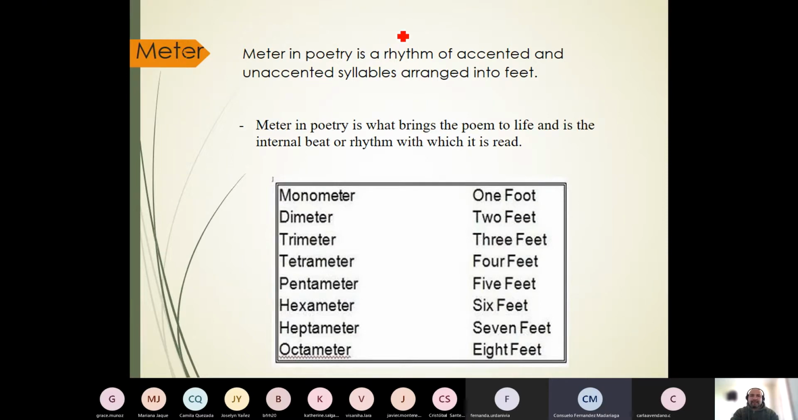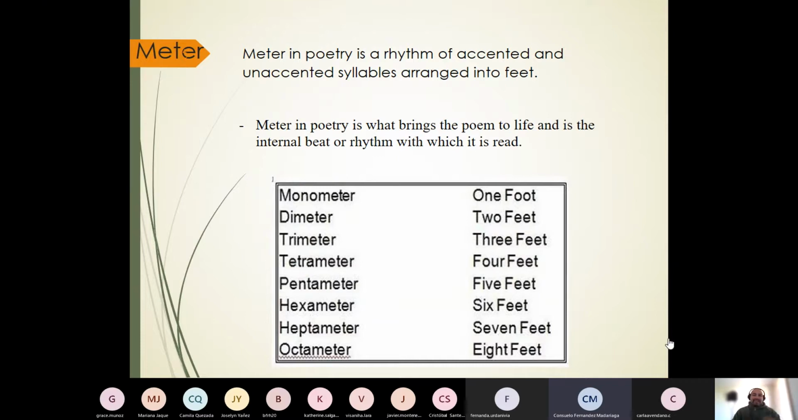Meter in poetry is a rhythm of accented and unaccented syllables arranged into feet. I don't know if it's meter or meter. Meter in poetry is what brings the poem to life and is the internal beat or rhythm with which it is read. Monometer, 1 foot, dimeter, 2 feet, trimeter, 3 feet, tetrameter, 4 feet, pentameter, 5 feet, hexameter, 6 feet, heptameter, 7 feet, and octameter, 8 feet.